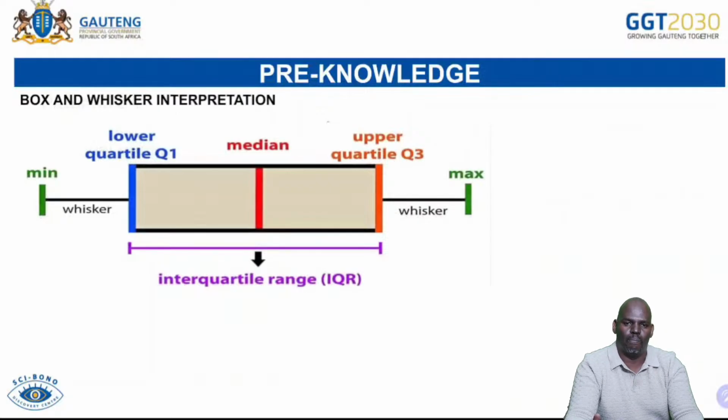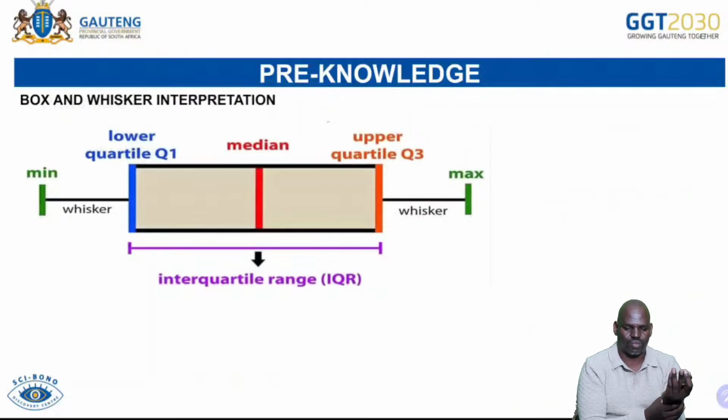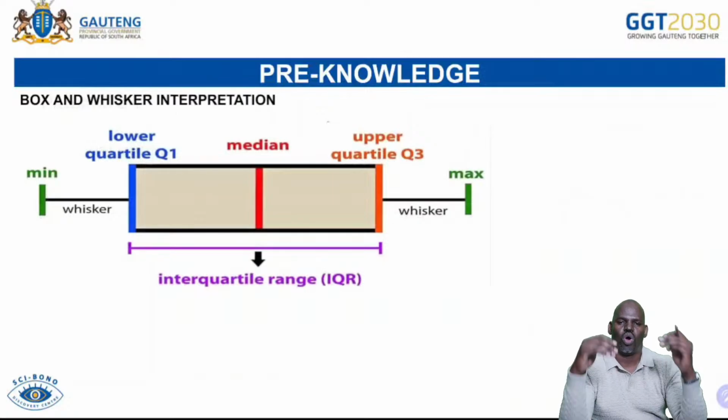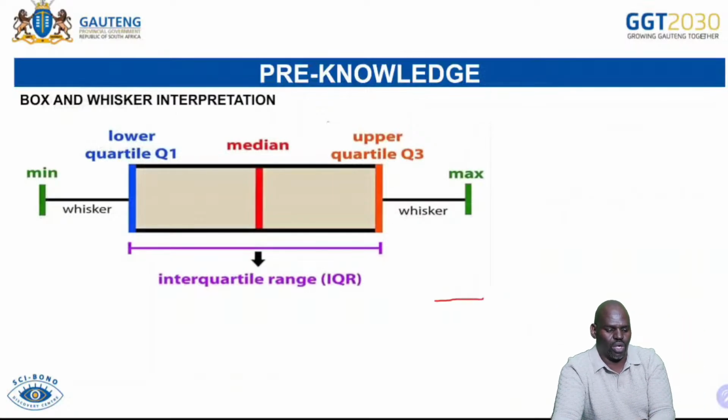Remember, with regard to box and whisker, we do not expect an examiner to ask you to draw a box and whisker. That is not according to the assessment guideline. We expect an examiner to give you a box and whisker diagram or box and whisker plot, and they ask you questions based on it. But still, you need to be able to have a picture of box and whisker, because in most cases they will indicate a number line. So you must be able to interpret.